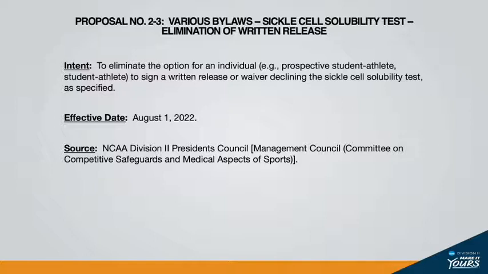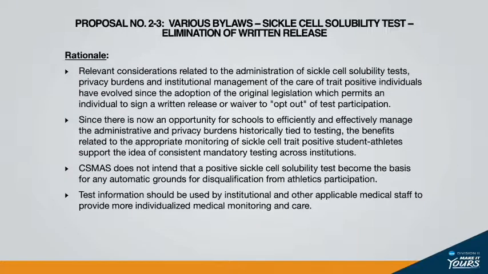If adopted, Proposal number 2-3 will eliminate the option to sign a written release or waiver declining the sickle cell solubility test as specified. Relevant considerations related to the administration of sickle cell solubility tests, privacy burdens, and institutional management of care of the trait-positive individuals have evolved since the adoption of the original legislation. Since there is now an opportunity for schools to efficiently and effectively manage the administrative and privacy burdens tied to the tests, the benefits related to the appropriate monitoring of sickle cell trait-positive student-athletes support the idea of consistent mandatory testing across institutions.